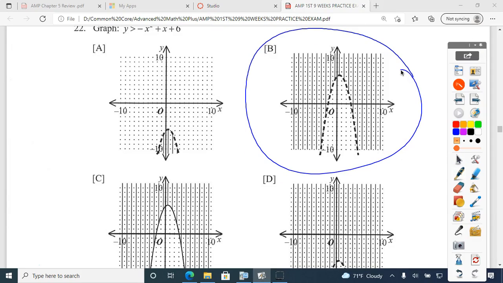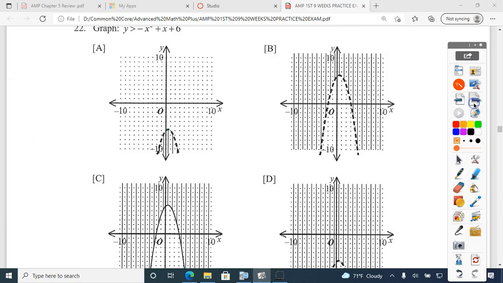We're shading above A. It's shading in the correct way, and it's also below the x-axis. C, it's shaded correctly, but it was a solid line rather than a dotted line. Okay? Remember, for it to be a solid line, it would be greater than or equal to, or less than or equal to. Okay?